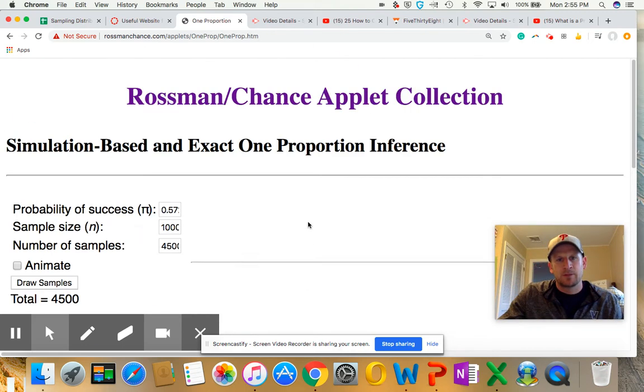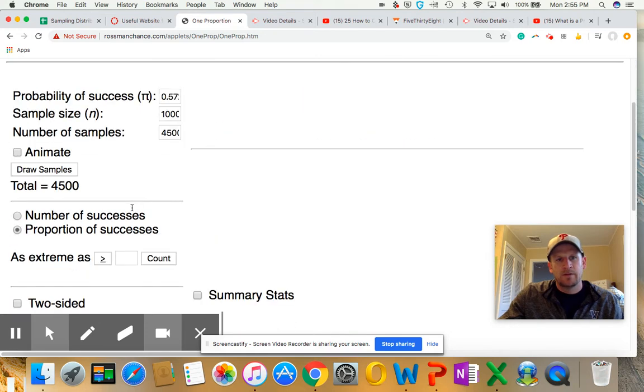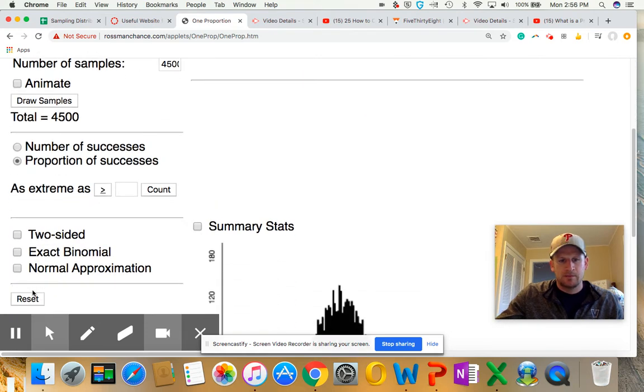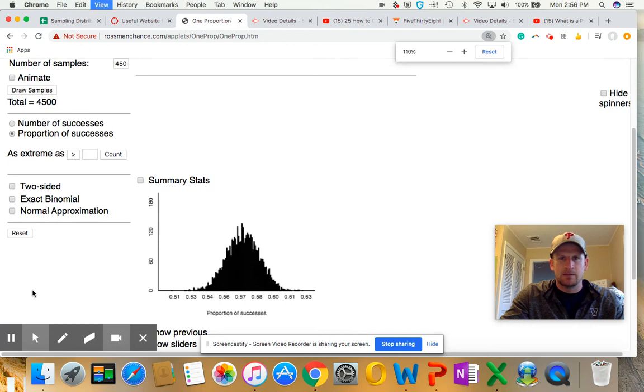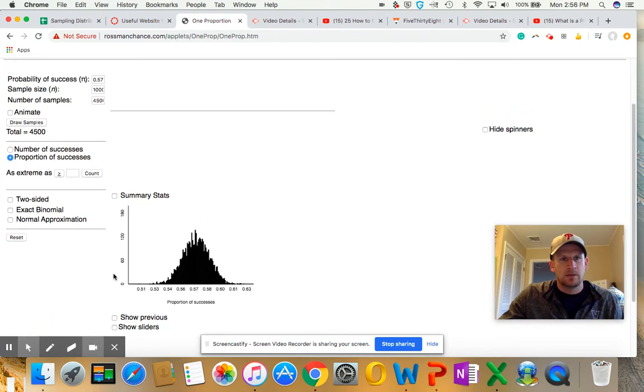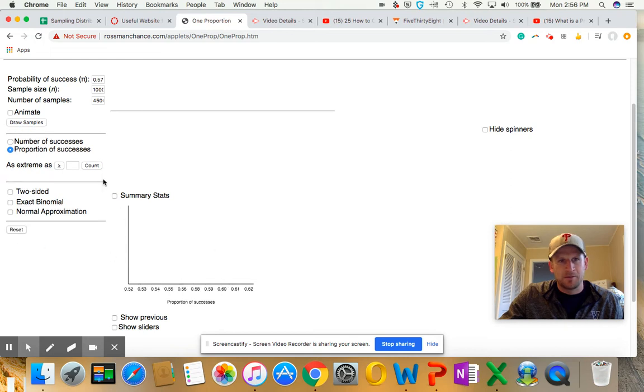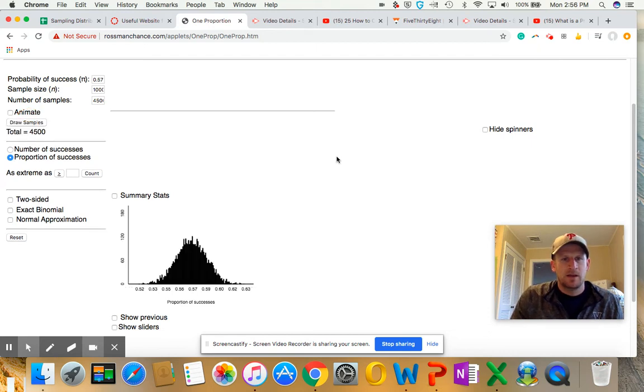So let's do that. We're going to go back up here to the top and click on Reset. Let me zoom back out so we can see everything on the same screen. So we're going to click on Reset, and all of that goes away. Let's do it one more time. Click on Draw Samples, and notice the differences here.